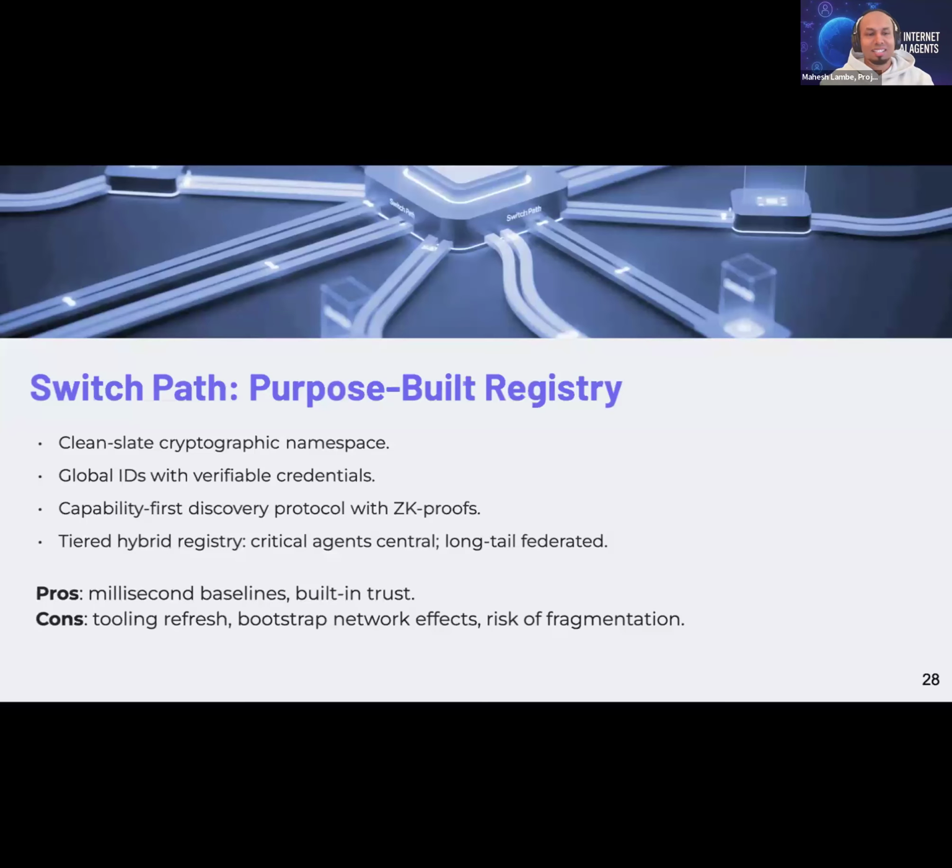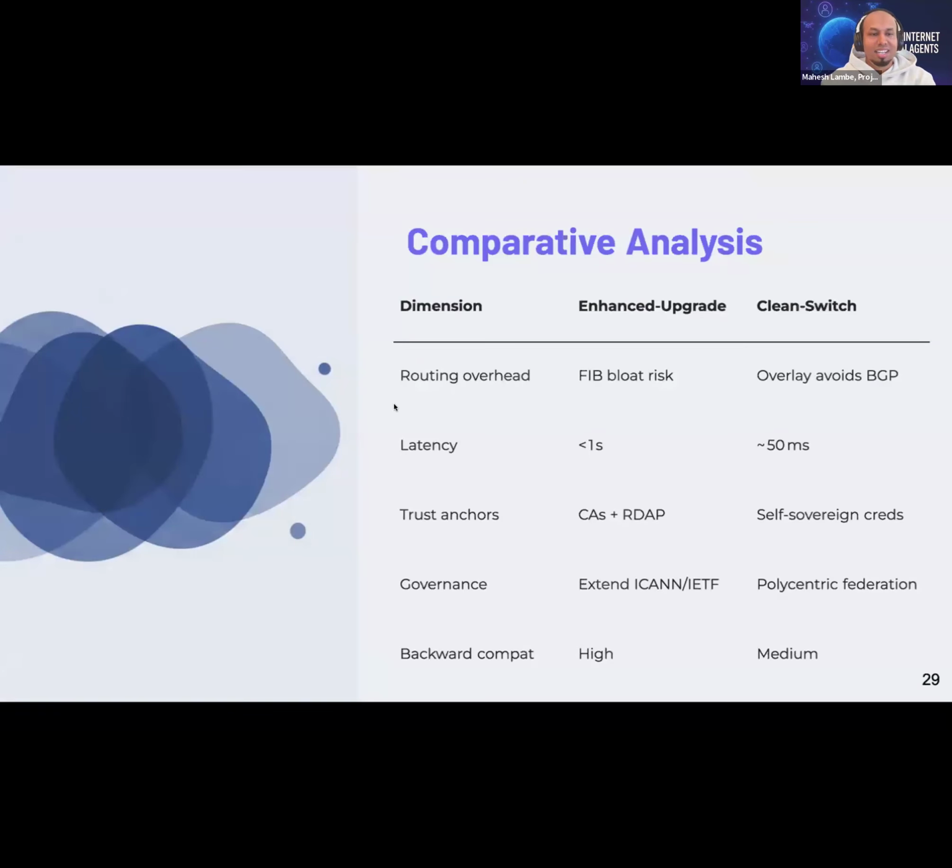Next slide, please. Yeah, so this is a comparative analysis of what we talked about so far: in terms of routing overhead, latency, trust anchors, governance, and backward compatibility. So we do have clear benefits from each of these approaches. That's what we are exploring in our white paper. Next slide, please.